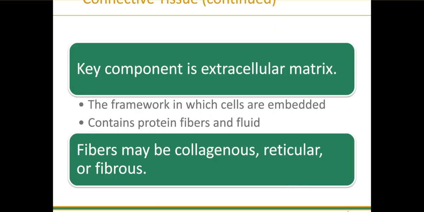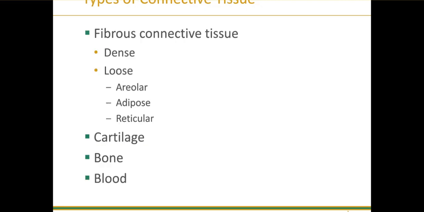Again, the key component of connective tissue is its extracellular matrix. It's a framework in which the cells are embedded, and it consists of protein fibers and fluids. Fibers can be collagenous, reticular, or elastic. We'll go over what that means a little more in depth in class. If you want to look on page 79, the types of connective tissue.